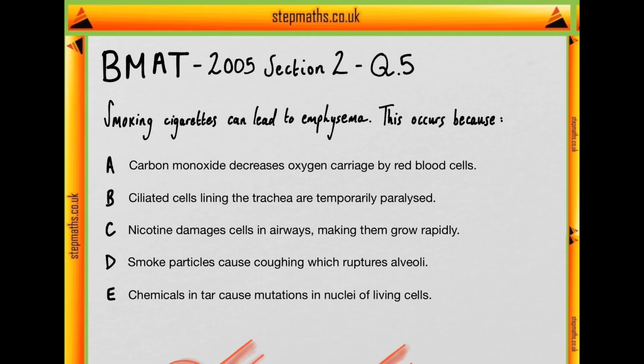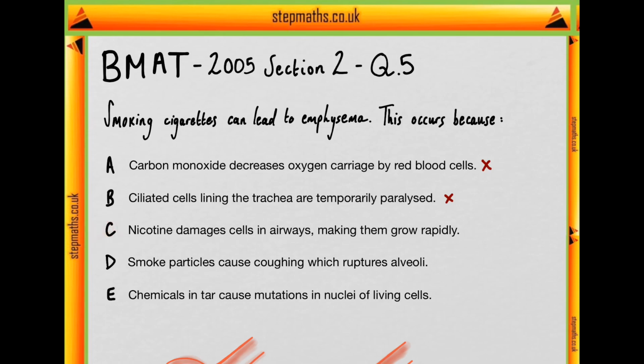So let's start with option A. Carbon monoxide decreases oxygen carriage by the red blood cells. Is this why smoking cigarettes leads to emphysema? Well, no, this has nothing to do with the alveolar structure. This is just a symptom of carbon monoxide poisoning, which can happen because of smoking. Moving on to B, we're told that ciliated cells lining the trachea are temporarily paralysed. Well, again, this is something that can happen from smoking, but doesn't have a bearing on alveolar structure.